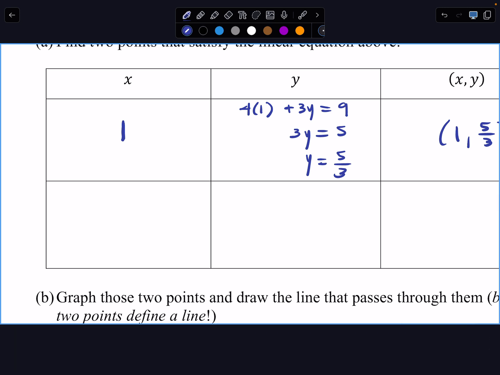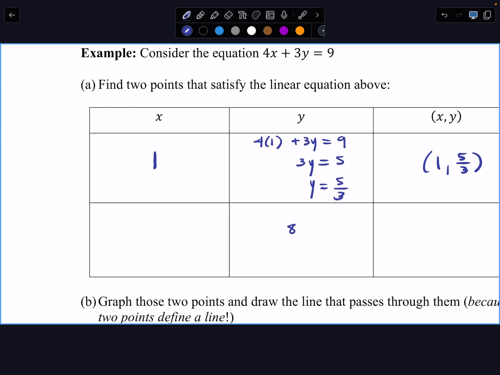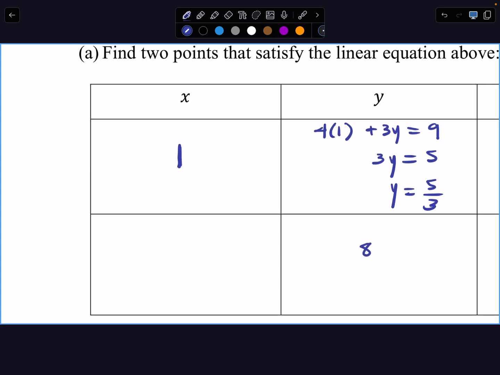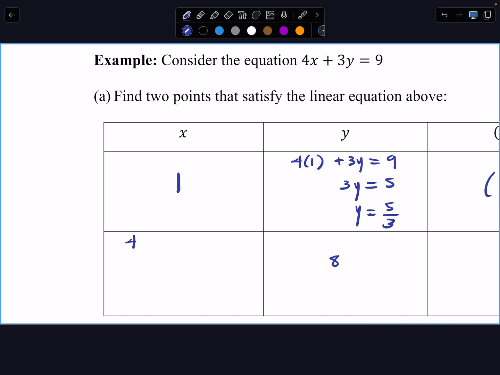And then, Elliot, why don't you give me a value for y that we would want to use? 8. So let's plug 8 in for y. Are we going to be off our graph? We'll see. If we plug in 8 for y, that would be 4x plus 3 times 8, which is 24. You guys help me out with the mental math here. Subtracting 24 on each side of the equation. What's 9 minus 24? -15? Yeah.